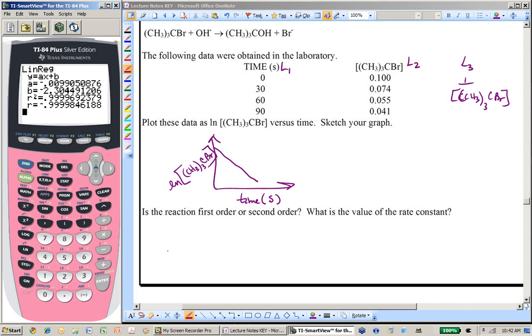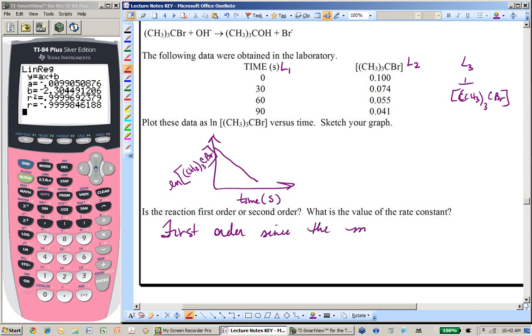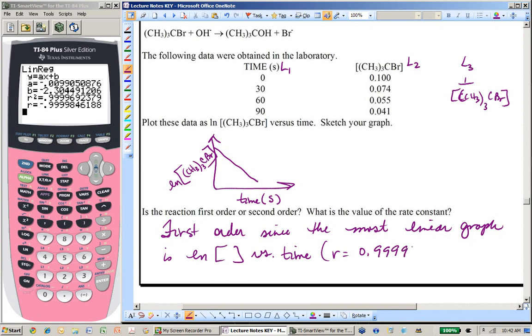So is the reaction first order or second order? First order. Since the most linear graph is ln concentration versus time. R equals 0.99998. You don't have to put that, but it sure is good form.